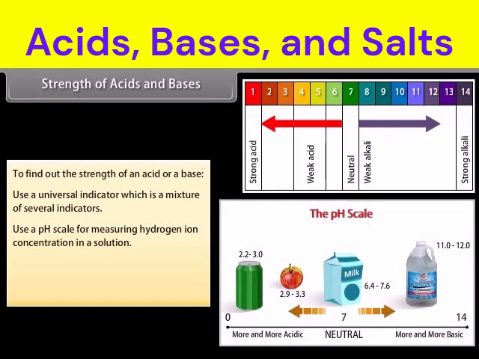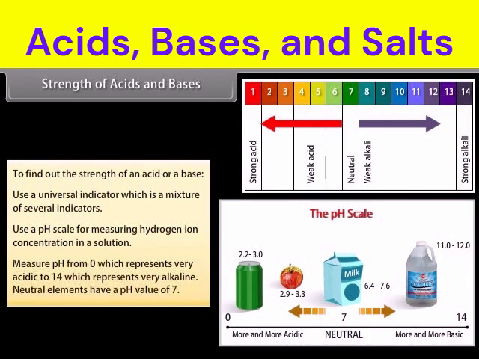A pH scale is a scale of measuring hydrogen ion concentration in a solution. You can measure pH from 0, which represents very acidic, to 14, which represents very alkaline. Neutral elements have a pH value of 7.